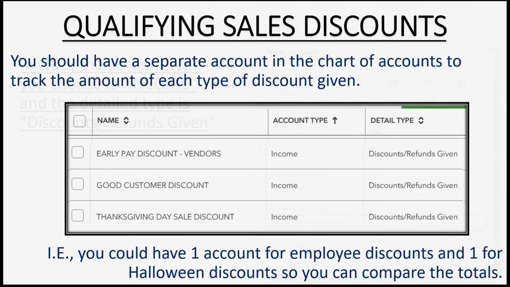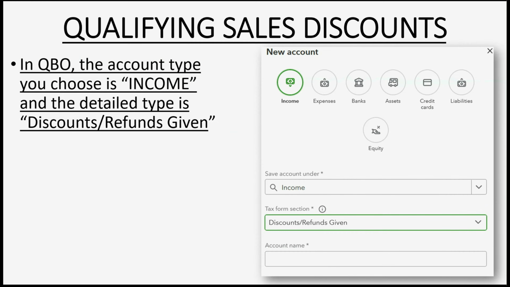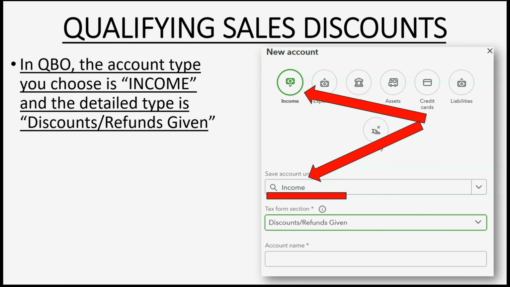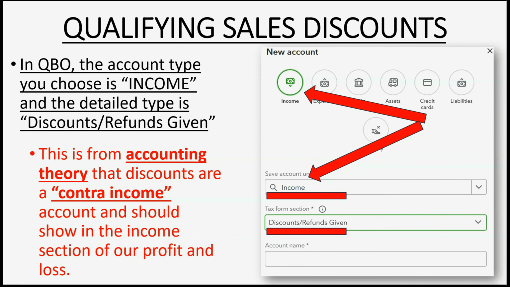Now, it's important to understand that when you create these accounts, these are income type of accounts. But specifically, the detail type in the tax form section will always be discounts, refunds given. And that's because in accounting theory, discounts are what we call contra income, and they should show up in the income section of the profit and loss as a negative number.